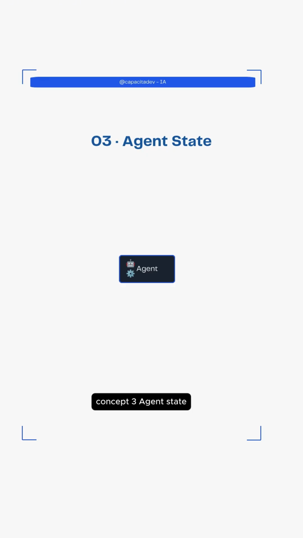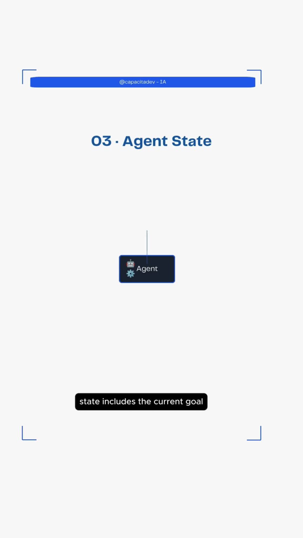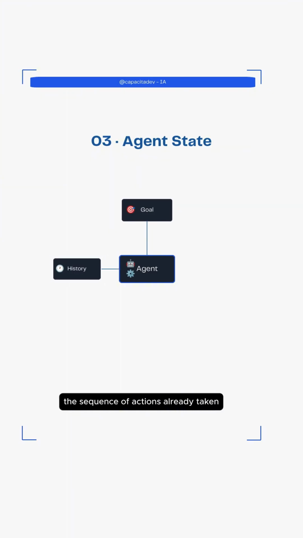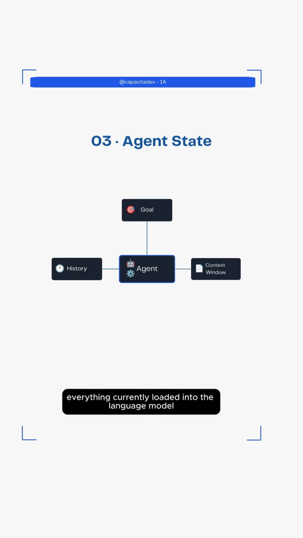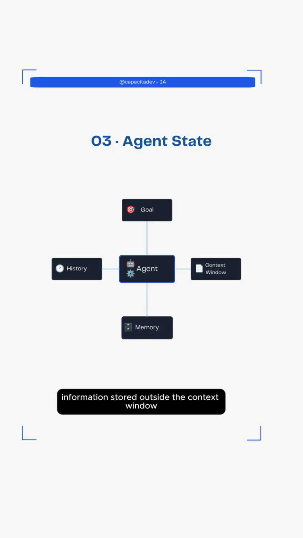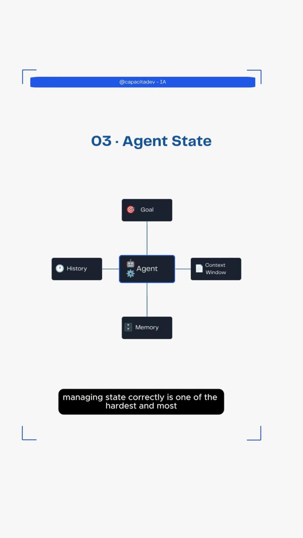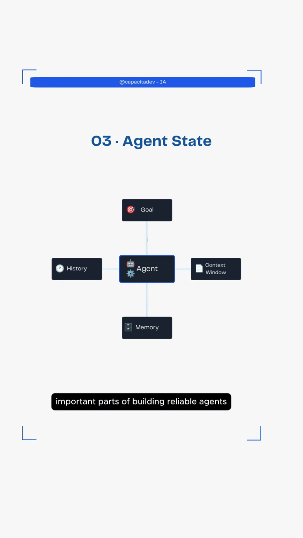Concept 3. Agent state. At any point in time, an agent carries a snapshot of everything it knows and everything it is trying to do. This is its state. State includes the current goal, what the agent is working toward. It includes history, the sequence of actions already taken. It includes the context window, everything currently loaded into the language model. And it includes memory, longer-term information stored outside the context window. If the state is lost or corrupted mid-task, the agent loses track of everything. Managing state correctly is one of the hardest and most important parts of building reliable agents.